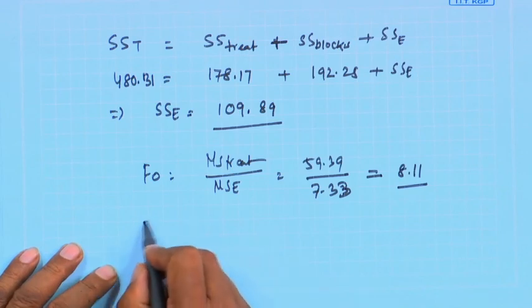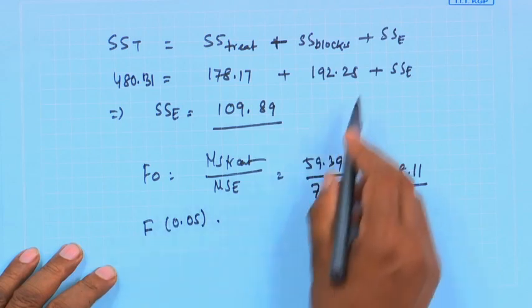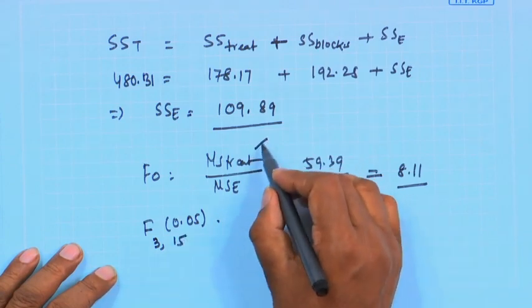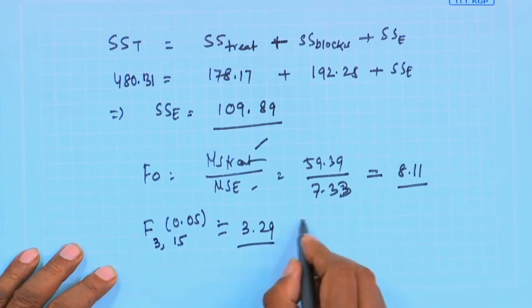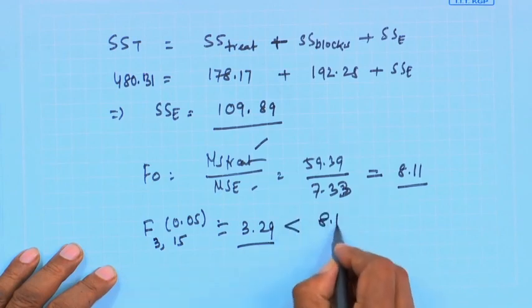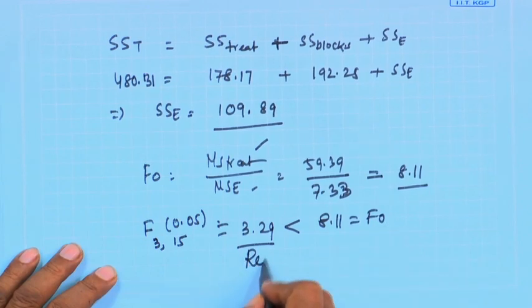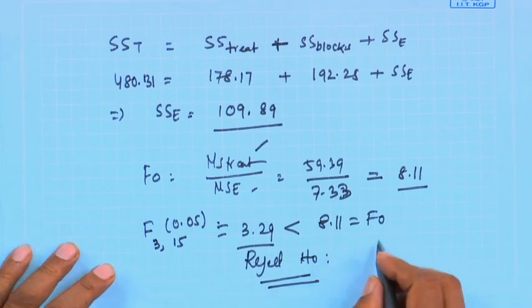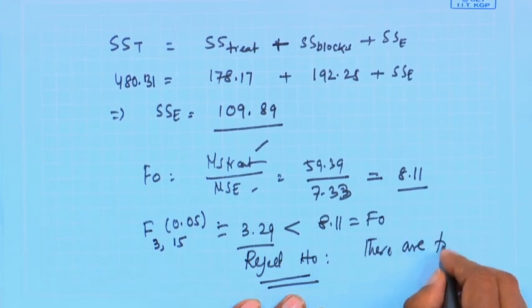So, if we consider 0.05 as the threshold, then it is basically 3 and 15 degrees of freedom, and this value is 3.29. Now, this value is much less than 8.11, which is equal to F0. So, reject H0. So, there are treatment differences.